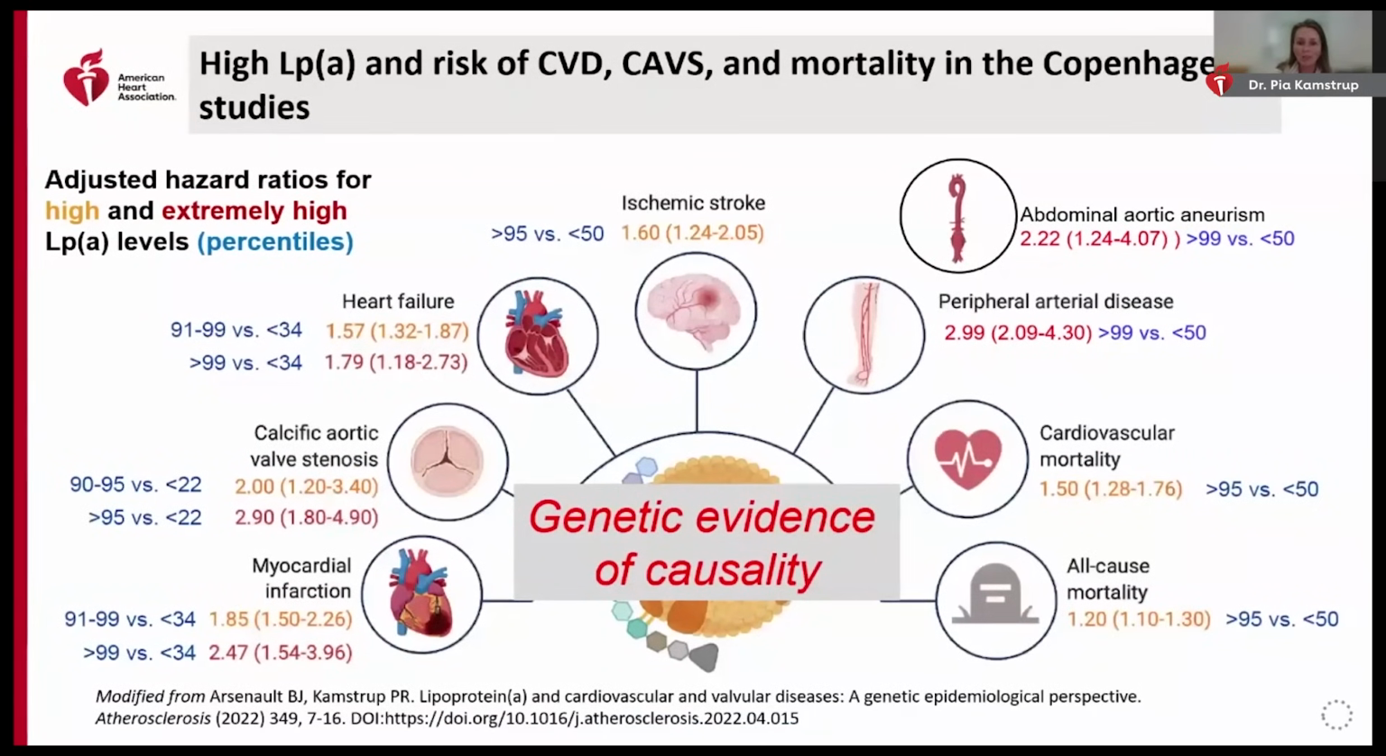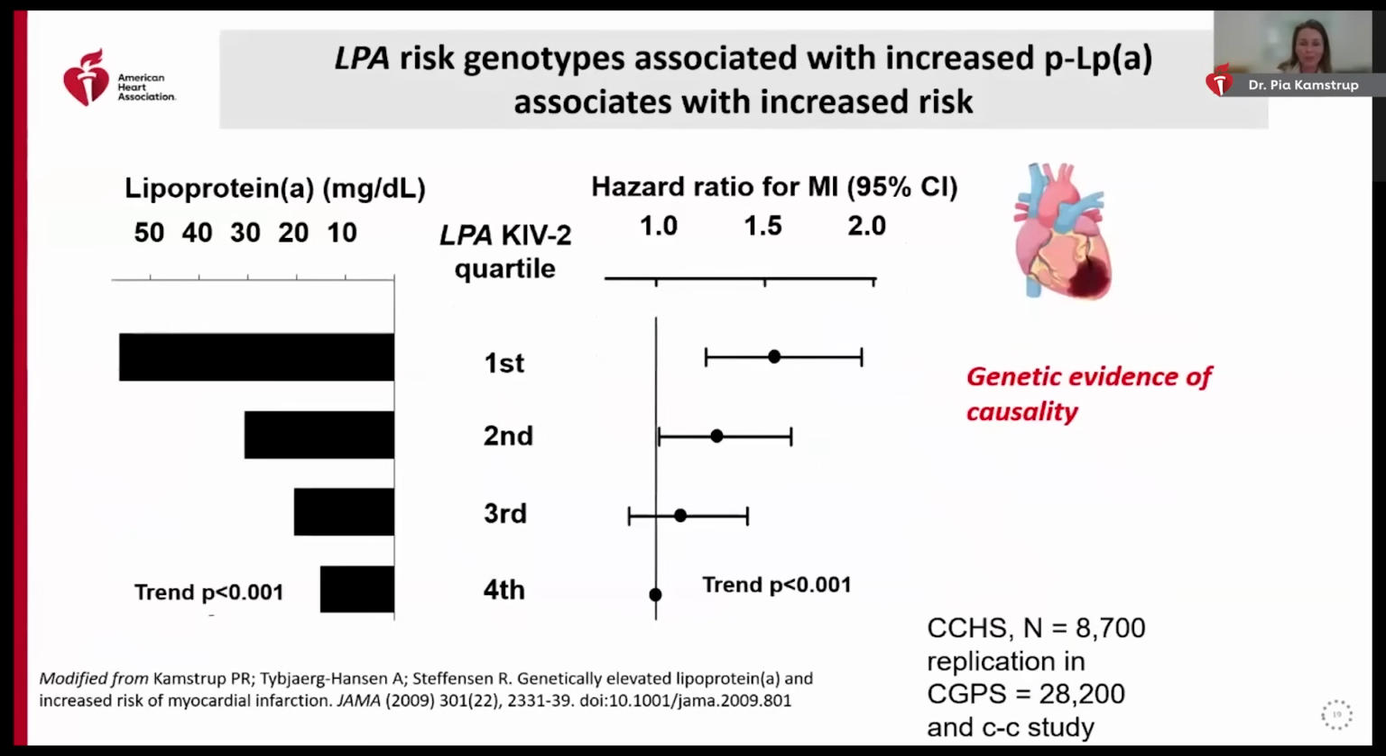Finally, for all these disease endpoints, genetic evidence of causality exists, as Lp(a) risk genotypes determining high Lp(a) levels have also been found to associate with increased risk of each disease endpoint. An example of the strong genetic evidence of causality that exists for Lp(a) and disease associations is shown here for myocardial infarction. The figure shows increasing plasma Lp(a) levels as a function of decreasing number of kringle 4 type 2 repeats in the Lp(a) gene, and the concomitant increase in risk of MI is shown on the right.